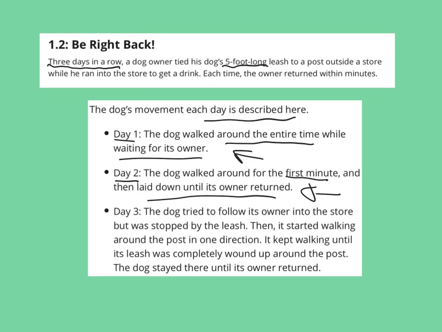Okay? And then on day 3, the dog tried to follow its owner into the store, but was stopped by the leash, right? So at that 5-foot mark, then it started walking around the post in one direction until the leash was completely wound up around the post. So this means that the distance is getting shorter, shorter, shorter, and shorter pretty consistently until it's 0 feet from the post because it's totally tangled up around the post. Horrible, I know, but that's the case.